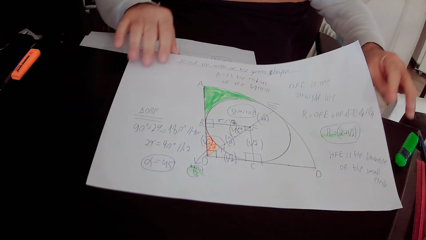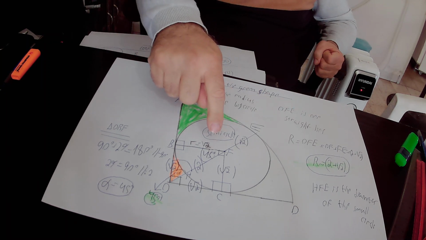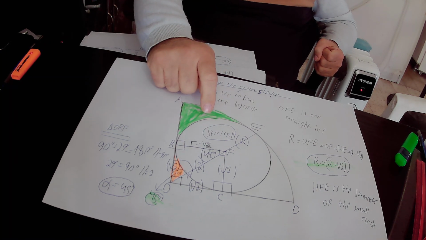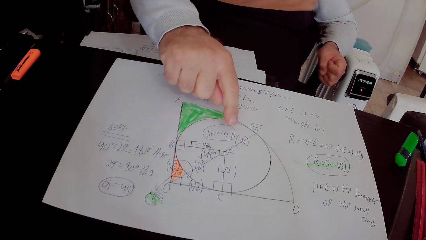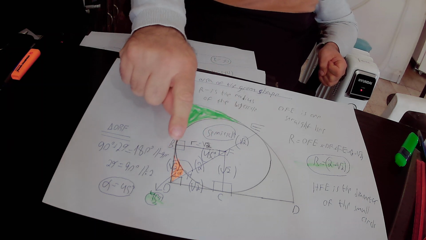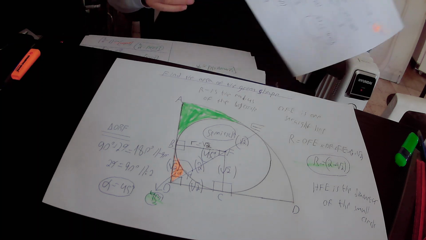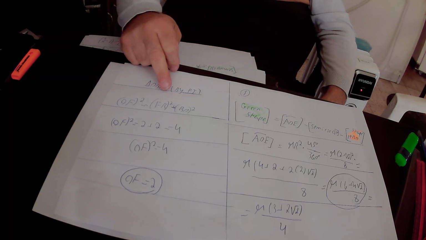Then we implemented the Pythagoras theorem on the small right triangle, triangle FBO. According to the Pythagoras theorem, in any right triangle, the square of the hypotenuse equals the sum of the squares of the perpendiculars. In the right triangle FBO, the hypotenuse is FO, so FO square equals FB square plus BO square. Again, in the right triangle BFO, FO square equals FB square plus BO square.